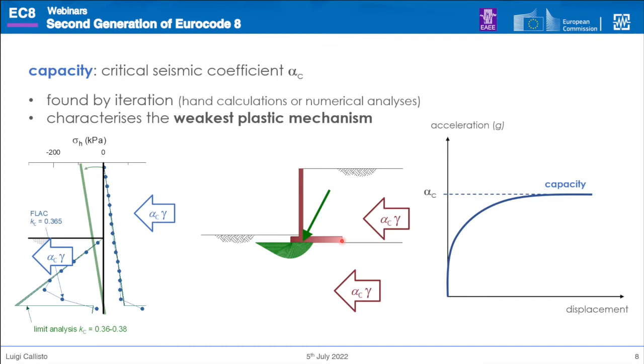For instance, the wall may slide, we may have bearing capacity failure, we may have overturning, we may have a general instability. And each of these mechanisms will have a different critical acceleration. But of course, the mechanism that will dominate in the accumulation of displacement will be the weakest one. So in fact, by specifying the critical seismic coefficient as the capacity, we do not have to engage in a long and cumbersome list of possible limit states or plastic mechanisms depending on the type of retaining structure.